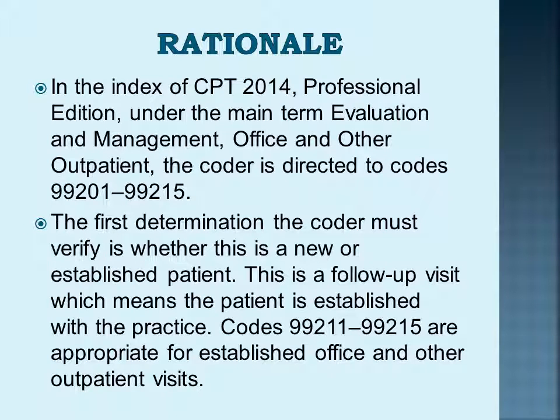So if you take a look in the coding book, the CPT 2014 or 15, the professional edition, if you look under the main term evaluation and management, office and other outpatient, the coder will have you go and look at the codes 99201 to 99215. The very first determination that the coder is going to verify is whether this is a new or established patient. As they're reviewing your charts, they're going to see, has this patient been seen before? We know that he has. This is a follow-up visit, so he is established. So we're just going to look at the codes 99211 to 99215, which are appropriate for the established office visit.